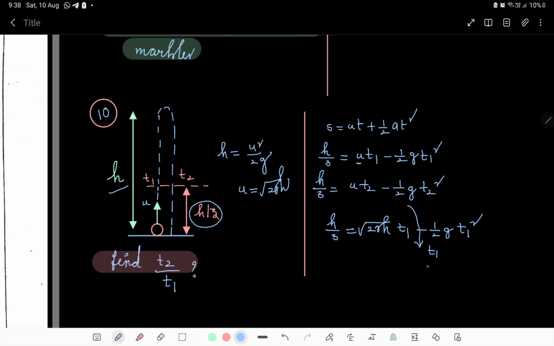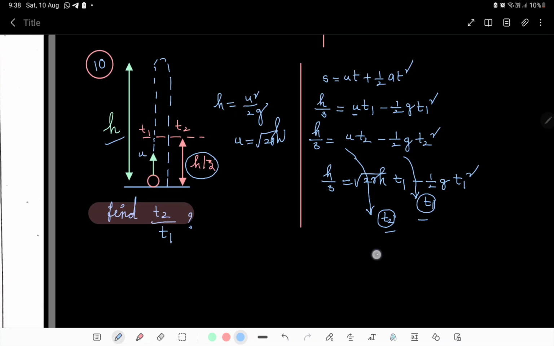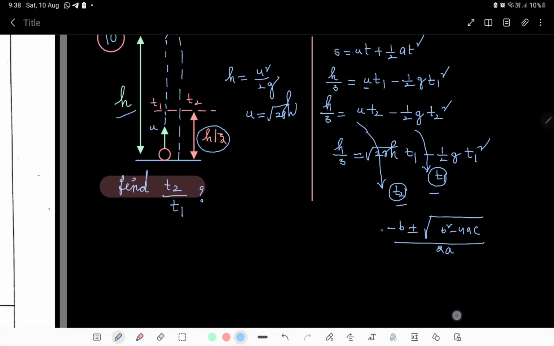And here also we have t1 and t2. Find both from this equation. If you write that quadratic equation and find out the roots t1 and t2, the logic is that when you're writing a quadratic equation, there is the case of minus b plus or minus under root of b square minus 4ac by 2a, right?